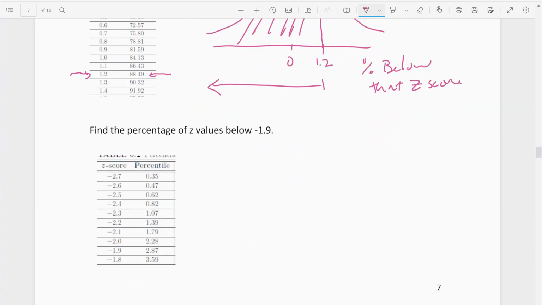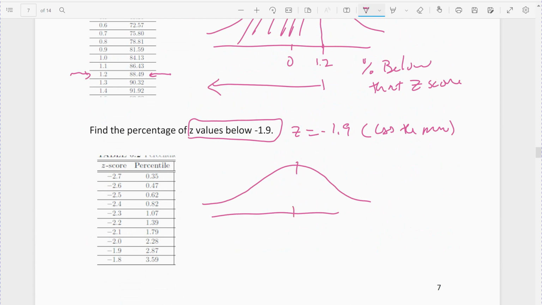So this is the percent below that z-score. Find the percentage of z-values below the z-score of negative 1.9, which means it should be less than the mean. And if we're looking at the picture, the mean is at 0, so this would be down here, negative 1.9. And so this table would represent that percent, the percent that comes from the table.